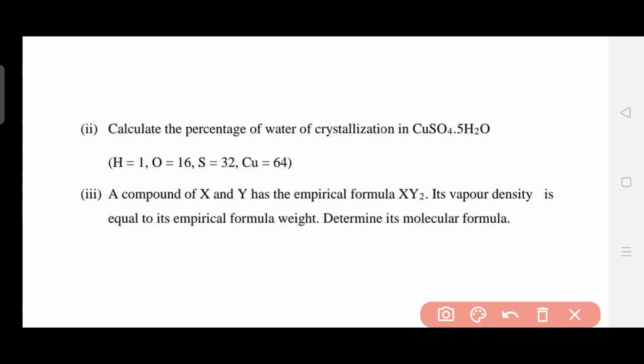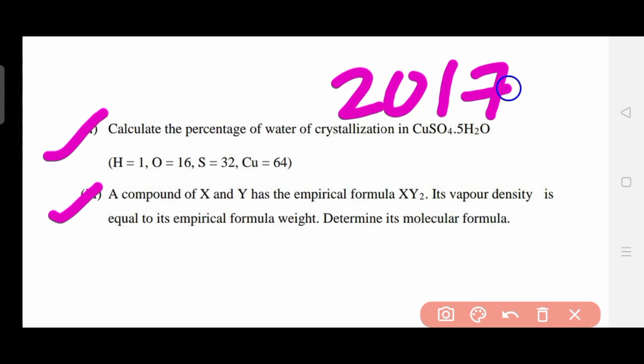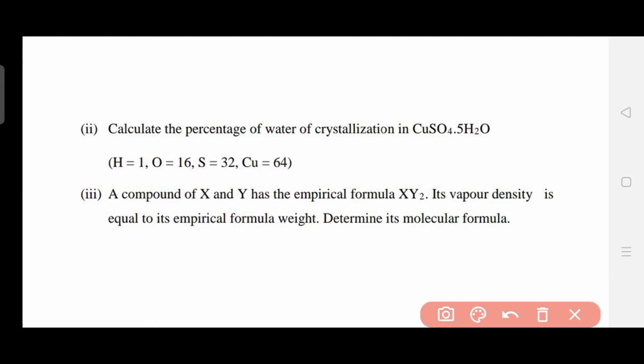Now let's see the last question type which I found may come from this chapter. These two questions were specifically asked in the year 2017. Let me read the first question. It says, calculate the percentage of water of crystallization in CuSO4.5H2O. This was a simple question, and I think the majority of you can easily solve it. Let me show you the second question, because that is the important one which I wanted to show you.